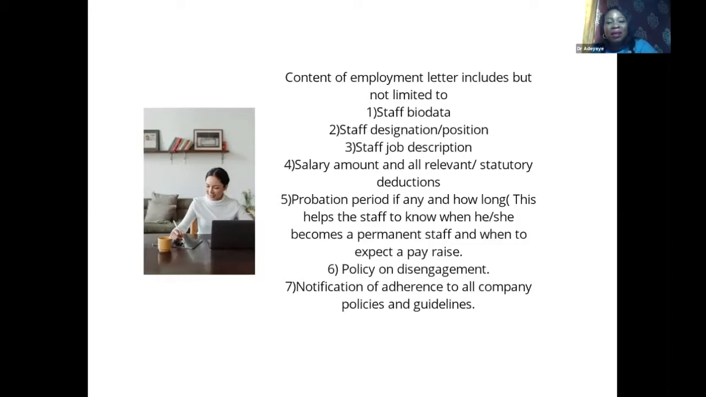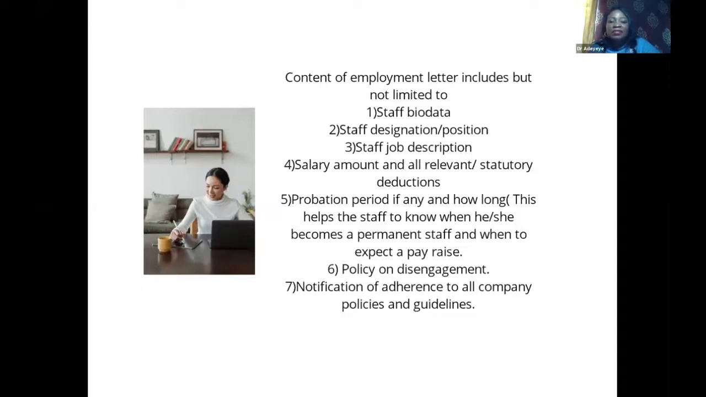Write the salary amount and all relevant statutory deductions. You are going to also write it there, to let the person know that PAYE will be deducted from the staff's salary. So if, for example, the kind of tax they pay in your own country is PAYE, write it there. PAYE will be deducted from your salary. If there is another deduction, maybe you do a welfare deduction, write it there. Maybe you do some cautionary fees, whatever it is, let it be clear from the beginning that it's there.